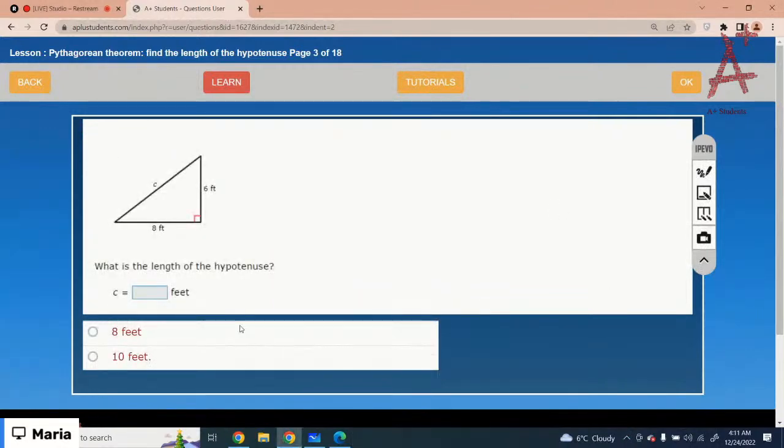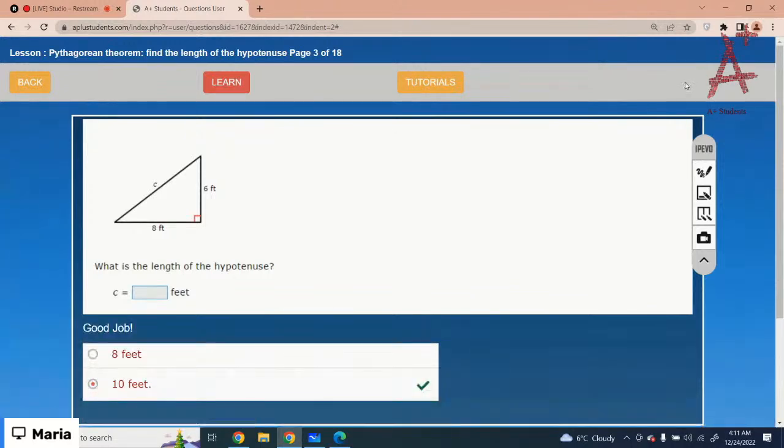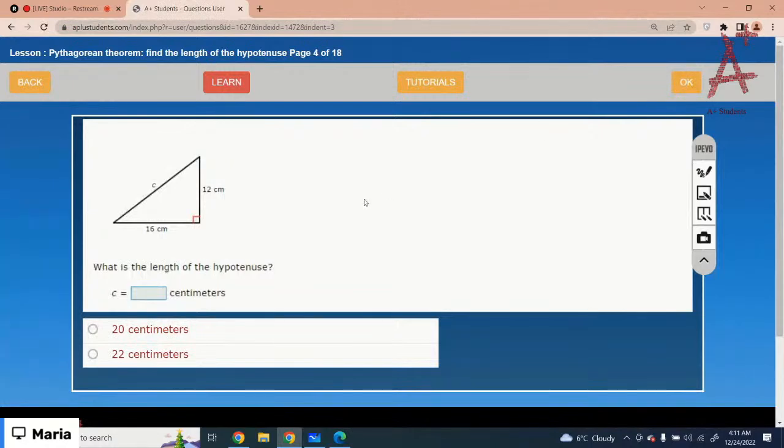Okay, so the correct option is 10 feet. Just select the correct option and click on the OK. Okay, you can complete the test by yourself later today. Let me just move on to the next lesson.